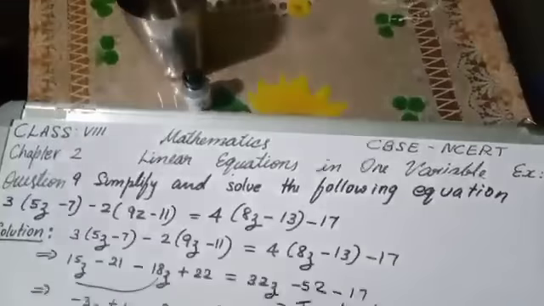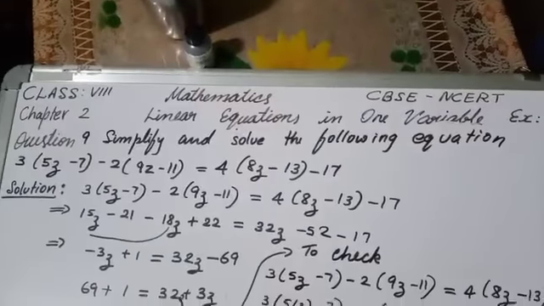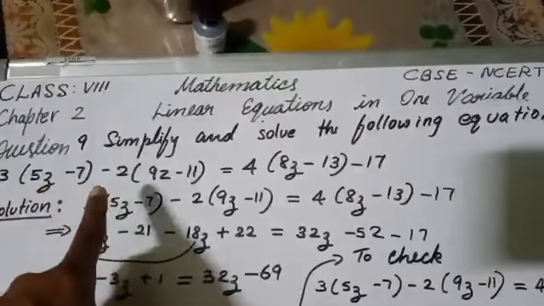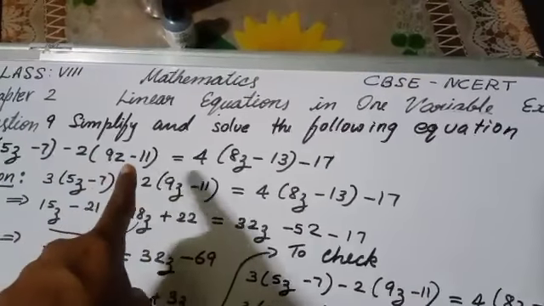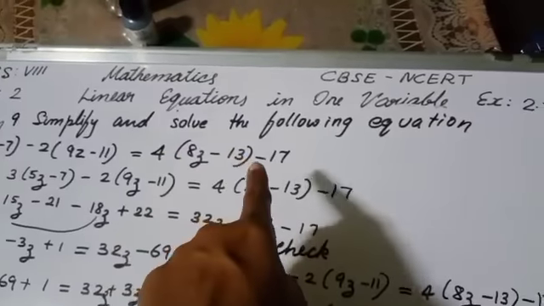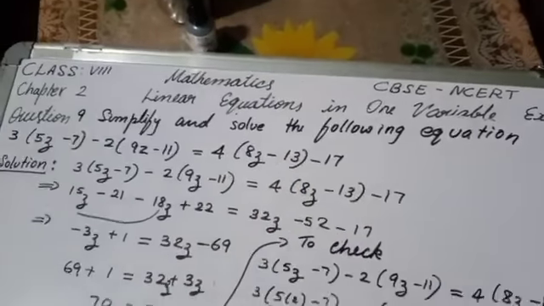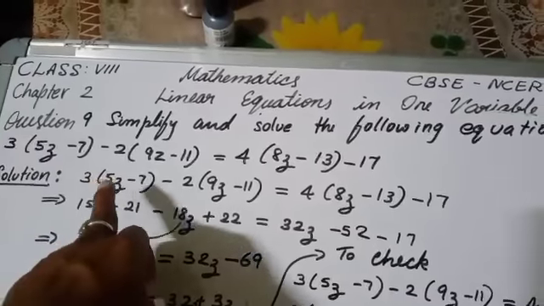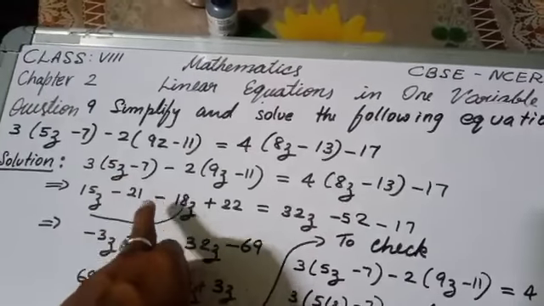Question number 9. Simplify the following equation. You can observe the question: 3 into (5z minus 7) minus 2 into (9z minus 11) is equal to 4 into (8z minus 13) minus 17. We can solve it easily. First we have to multiply it.